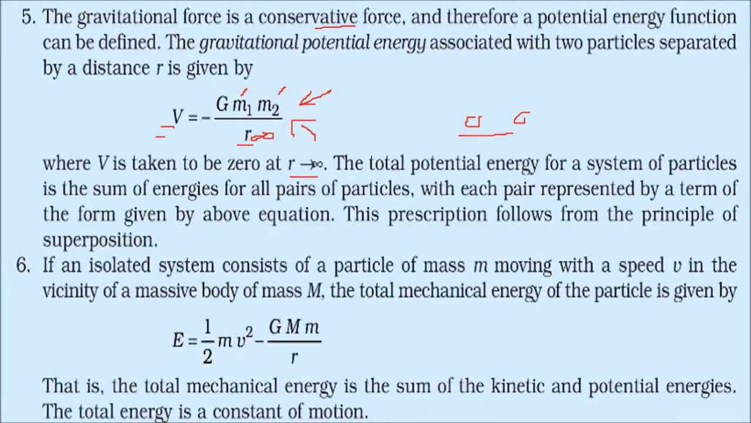If you talk about an isolated system, consisting of a particle of mass m moving with a certain velocity v in the vicinity of a massive body, say M, the total mechanical energy of the particle will be given by E equals half m v squared minus G M m by r. This means that the total mechanical energy TME is the sum of kinetic energy and potential energy. So the total energy is a constant of motion.